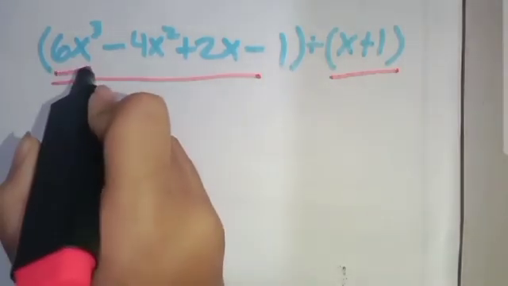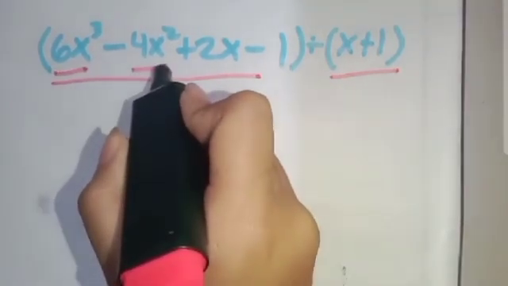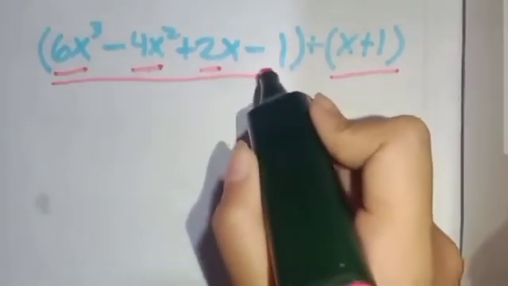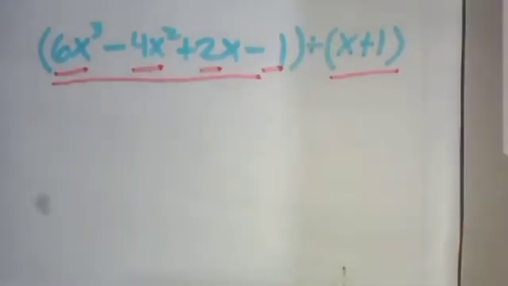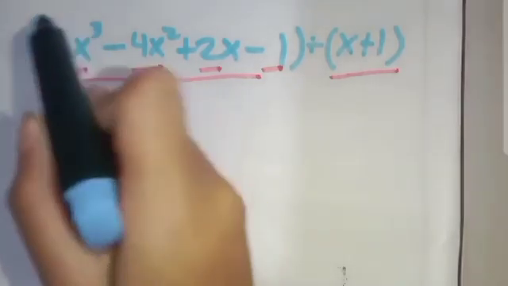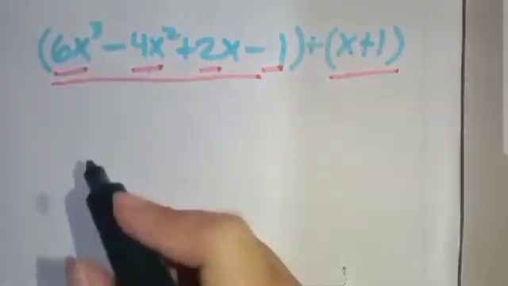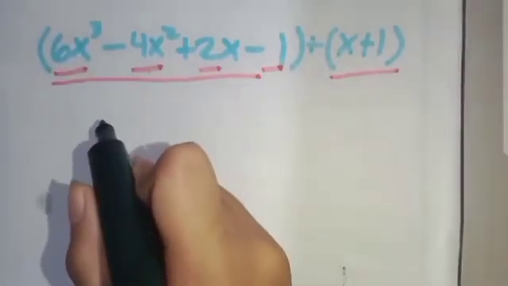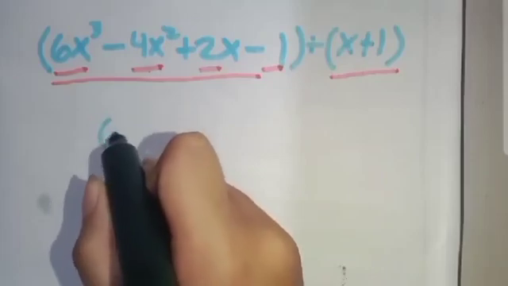Okay, this polynomial is your dividend, while this polynomial x plus 1 is the divisor. So the question here is, how are we going to perform synthetic division to divide these polynomials? First, you will have the coefficients of the dividend, which are 6, negative 4, and 2. And this constant negative 1, we're gonna put it here.